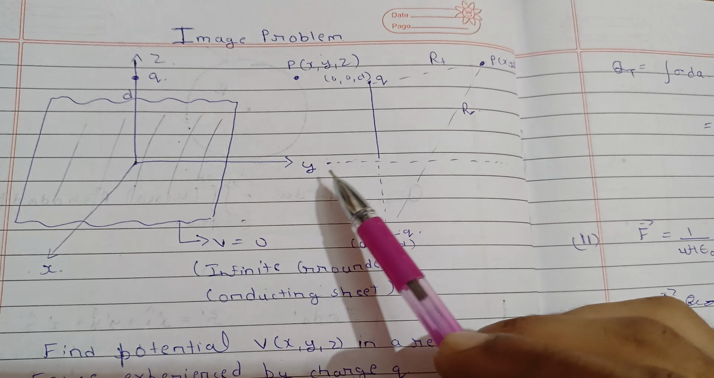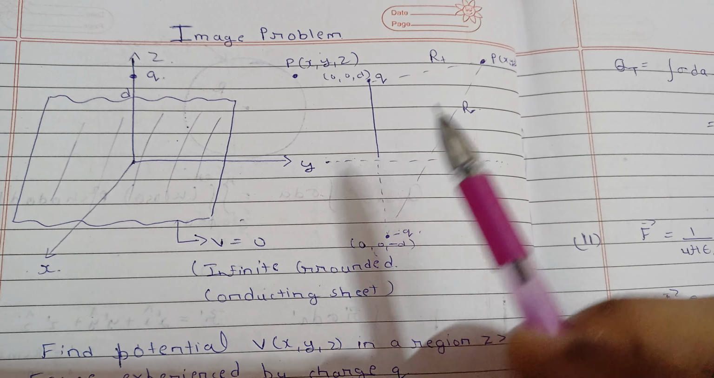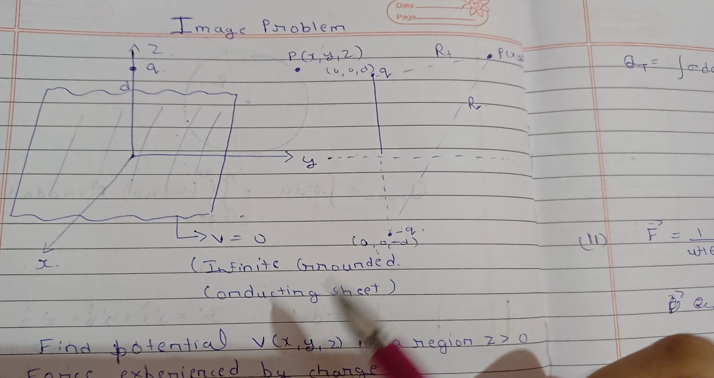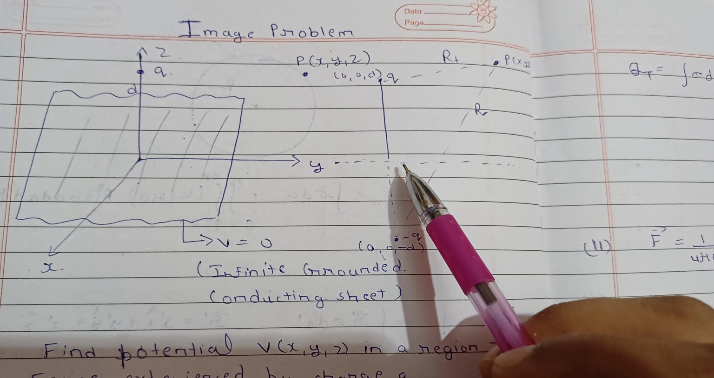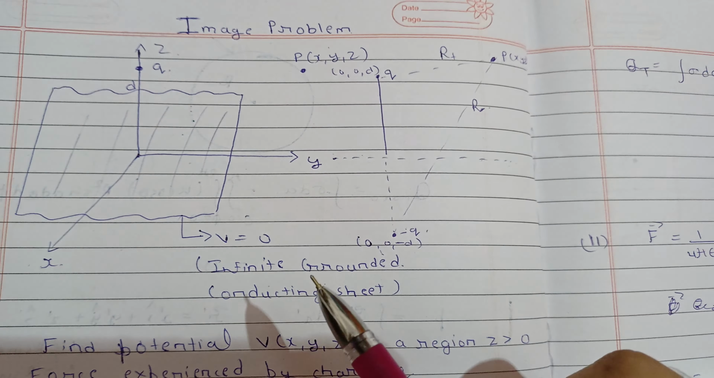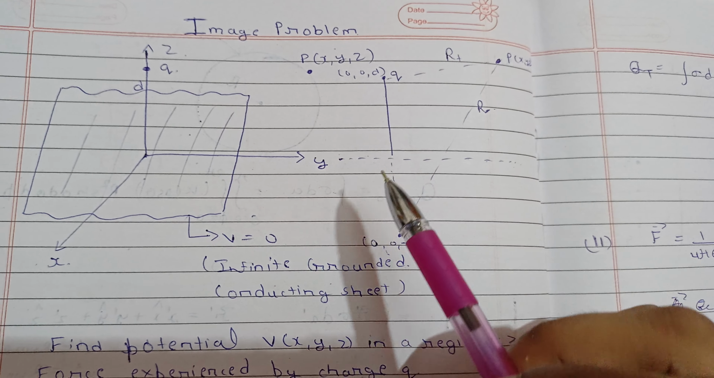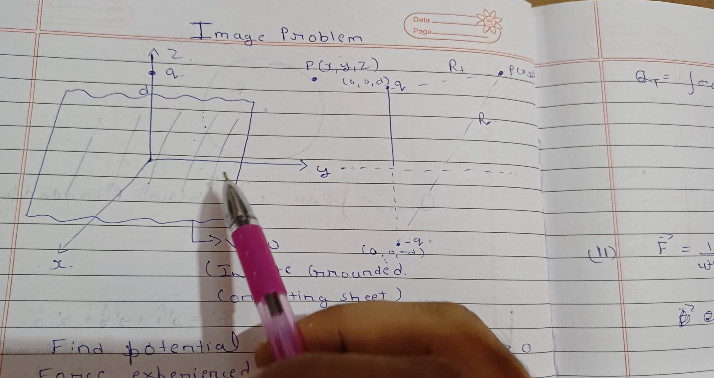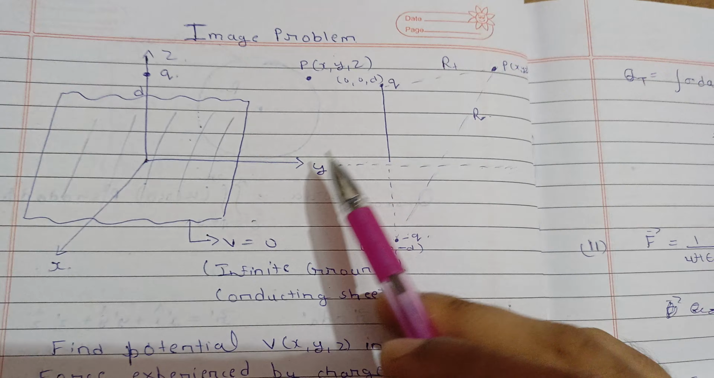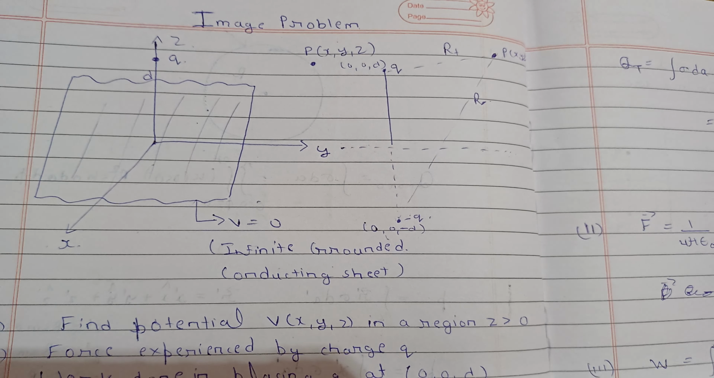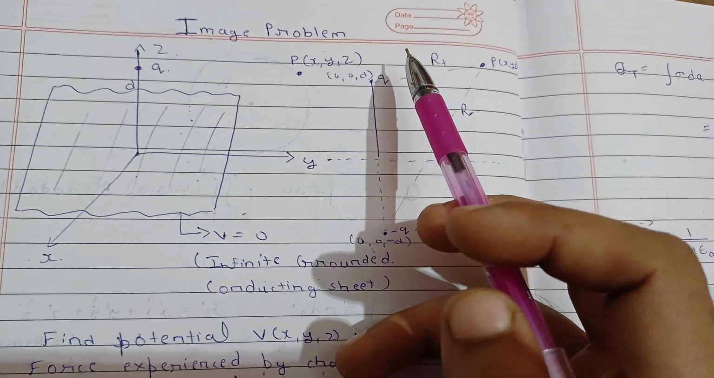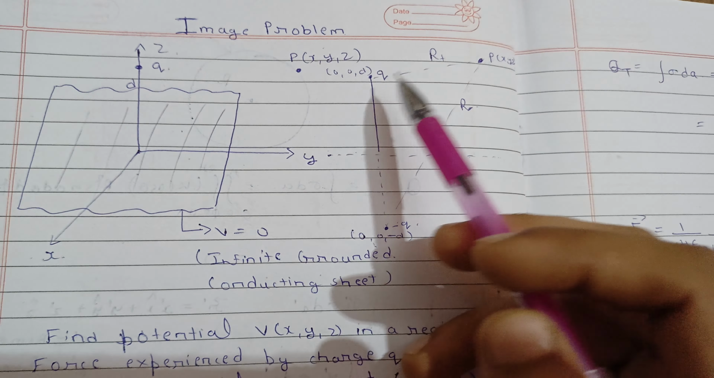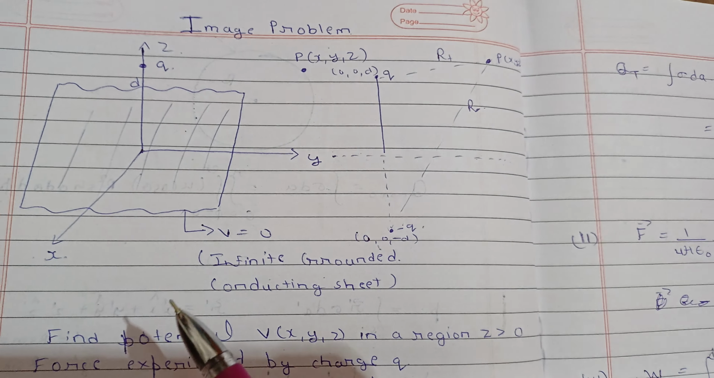Why? Because this is something like a dipole, and you remember in a dipole there is a cos theta term, and theta is 90 degrees here. So this must be 0 due to the dipole. So the first condition is satisfied: the potential must be 0 in the xy plane, and due to these two charges we also get the potential 0. Second, at a very large distance the potential must tend to 0, and due to these two charges the potential at a large distance also tends to 0.